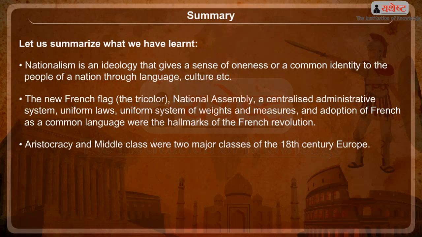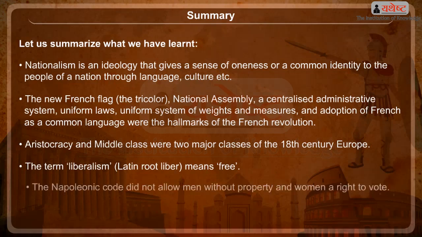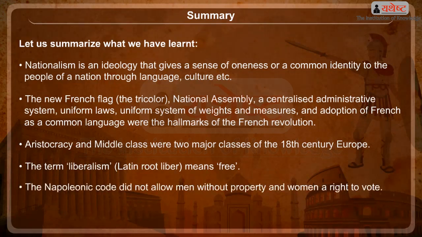Aristocracy and middle class were two major classes of the 18th century Europe. The term liberalism, Latin root liber, means free. The Napoleonic Code did not allow men without property and women a right to vote.